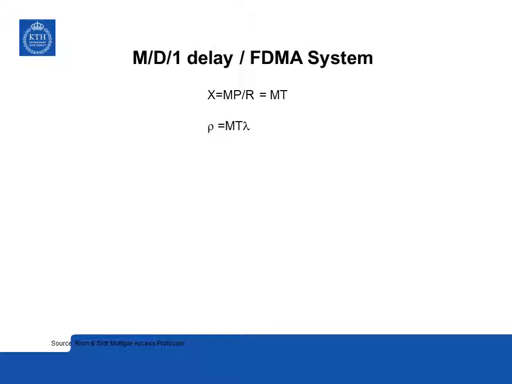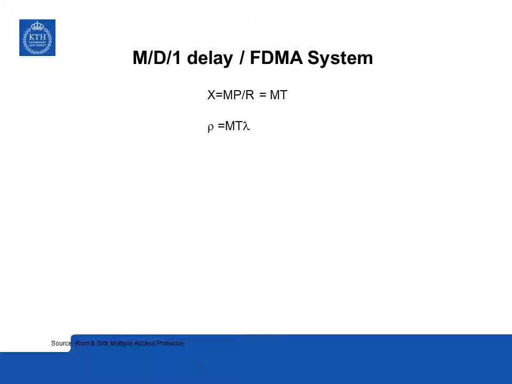Now applying these results to our frequency division multiple access fixed assignment scheme, we realized that in such a system the transmission time is deterministic. X is constant, and it will be m times the packet size divided by the transmission rate, so it will be m times t as previously noted. And we can see that the expected number of arrivals during a transmission time is simply lambda times the transmission time, lambda times mt, as seen here. So that will be our rho.